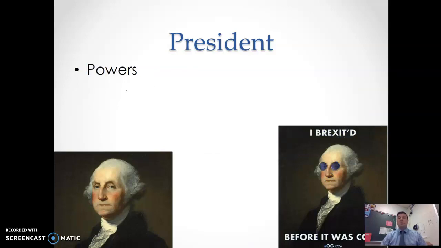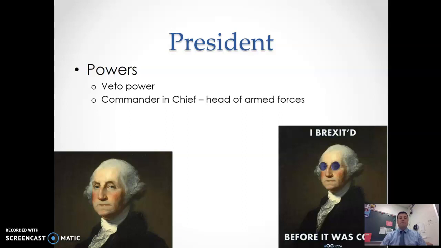Powers of the president, these are just a couple of the major ones. Number 1, veto power over any of the bills that come from Congress. Veto means I deny in Latin, and we'll see why that's important in a moment. Commander-in-Chief, the head of the armed forces, working in conjunction with the Joint Chiefs of Staff to determine the best course of action for the American military. Working with the leaders of the other nations, we call that being a chief diplomat. And those are just a few of the powers of the presidential office.